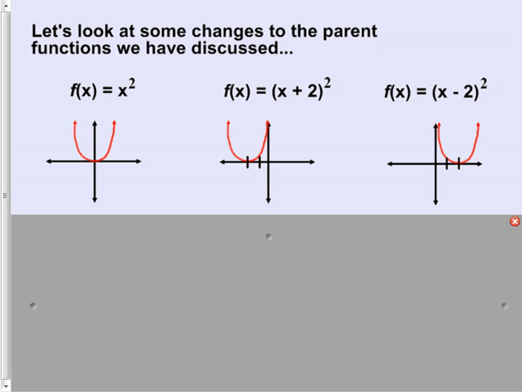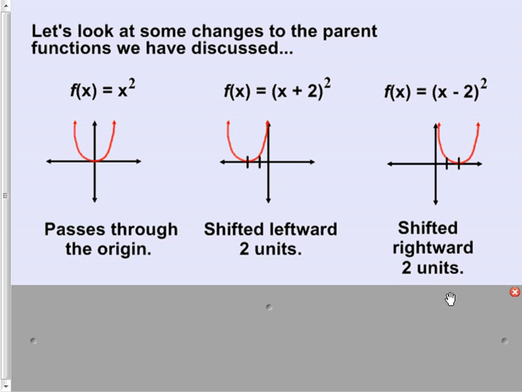Hopefully what you noticed is that the phase shift went in the opposite direction that the equation might have suggested. Okay, the written explanation here: obviously the parent function on the left passes through the origin. That's exactly what it's supposed to do. The one in the middle has been shifted leftward 2 units, and the one on the right has been shifted rightward 2 units. But look at the equations.